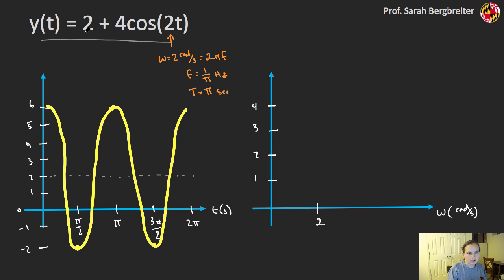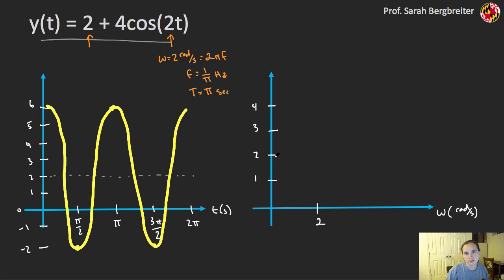Right? I've also provided a DC offset of 2 to this. So the mean of this signal is 2 right now, and then the amplitude above and below that mean is 4. So I go all the way up to 6 and all the way down to minus 2. Right, so that's one way of drawing this signal versus time.